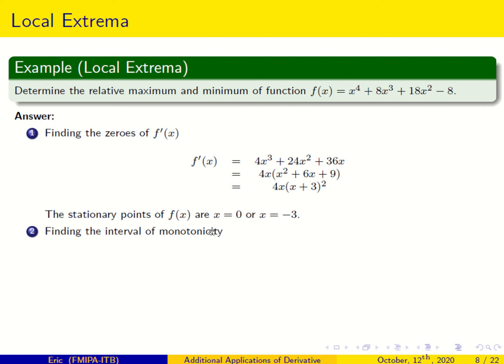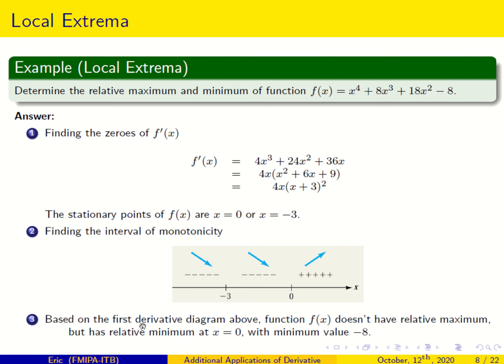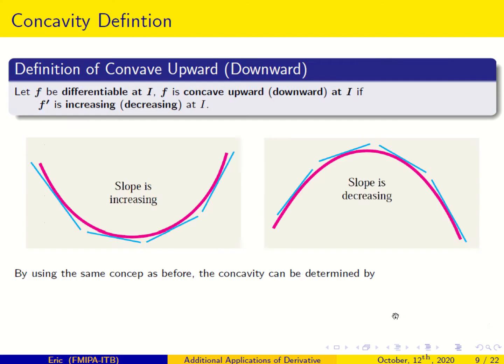What about the intervals of monotonicity? I can draw this -3 and 0. This is decreasing, decreasing, increasing. So we know that this is not a maximum, and this is not a minimum, but this is a minimum. We usually call this the first derivative test. Based on the first derivative diagram above, function f doesn't have a relative maximum or relative minimum at x equals -3, but has a relative minimum at x equals 0, with minimum value -8.